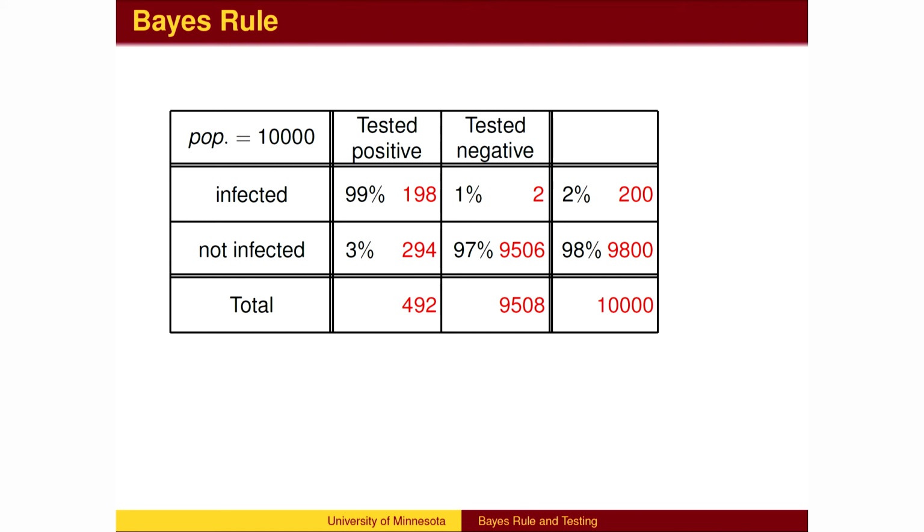Altogether, there are 492 individuals that tested positive. We now want to know what percent of the population that tested positive actually has the disease. Of the 492 that tested positive, 198 have dragonpox, which is 40.2% of those that tested positive. Even though you tested positive, it is still more likely that you are healthy.